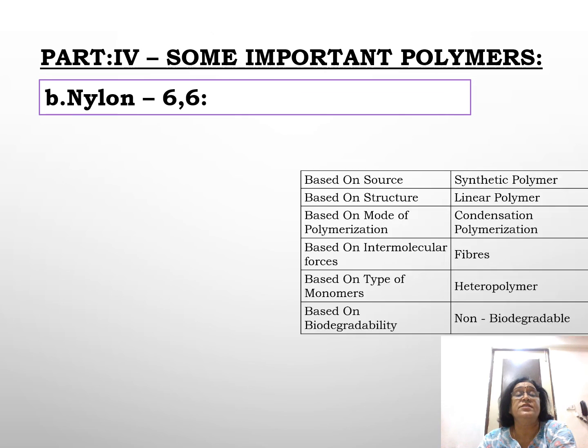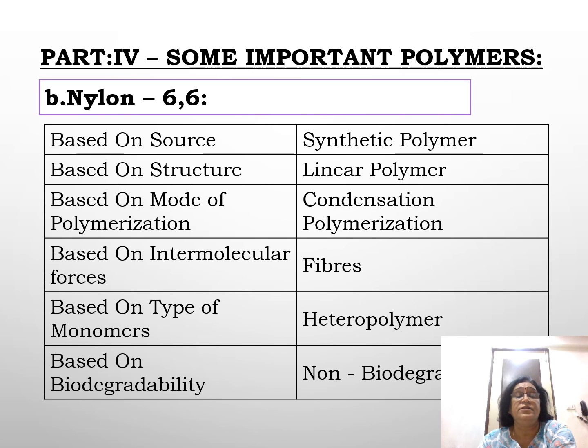So nylon 6,6 has the following characteristics. Based on source, it is a synthetic polymer. Based on structure, it is a linear polymer. Based on mode of polymerization, it is formed by condensation polymerization. Based on intermolecular forces, it is fibrous. Based on type of monomers, it is a heteropolymer. And based on biodegradability, it is a non-biodegradable polymer.